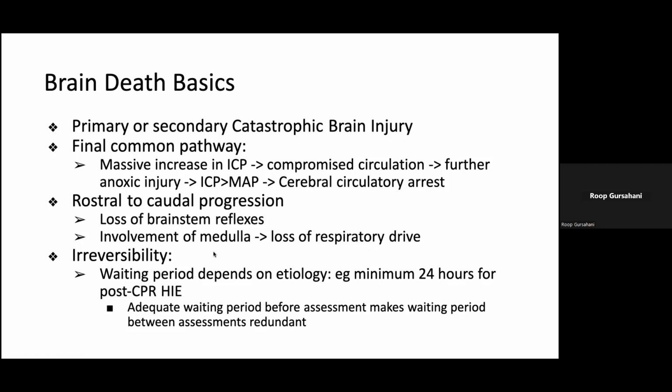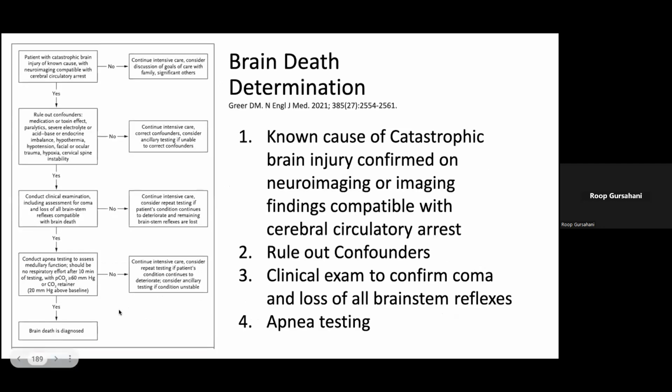How long do you wait to confirm this? Well, for instance, with hypoxic ischemic encephalopathy, one would wait for about 24 hours because things can change. But in a situation like this, where you know what the injury is and how much, as soon as you identify it, it is there. And so when you are diagnosing brain death, you have to have a known cause of catastrophic brain injury. You have to make sure that confounders have been ruled out. And here, like sedatives and so on.